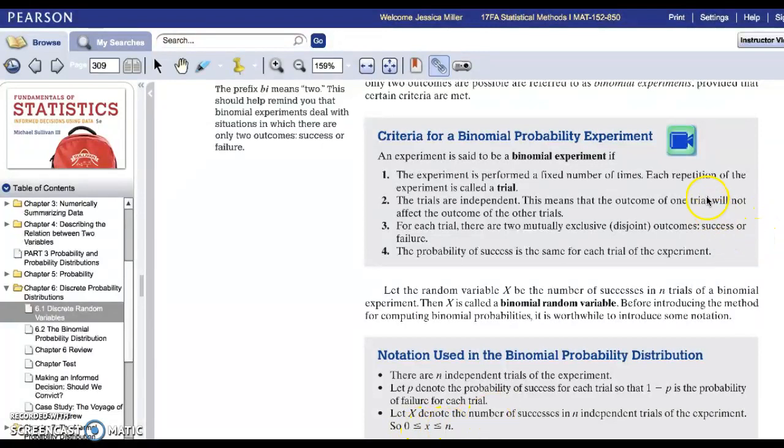So when you're reading through an example, you want to think through these criteria, see if you can identify your N and your P, and make sure you understand what your X is.